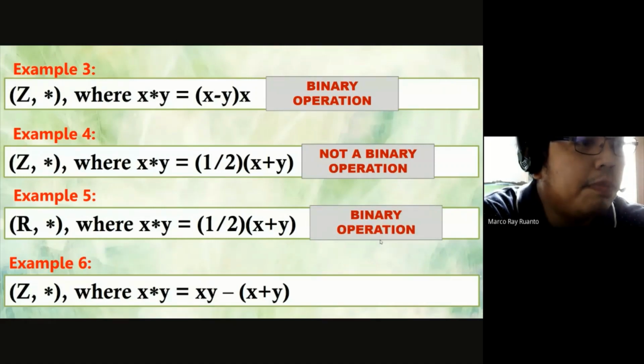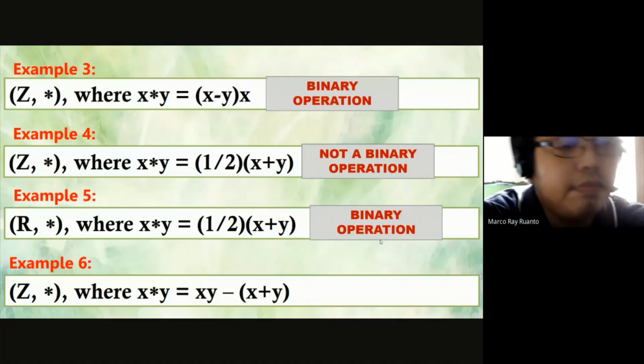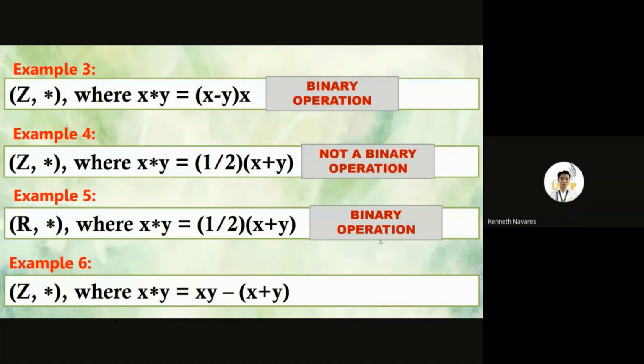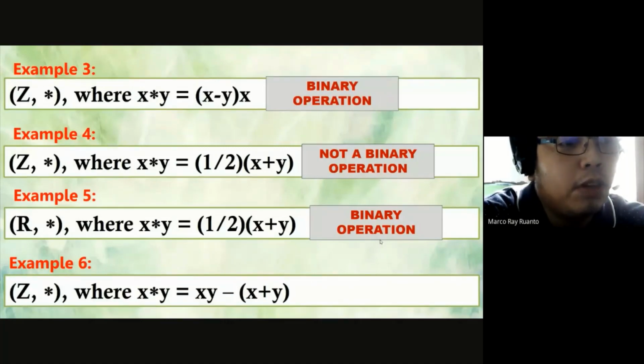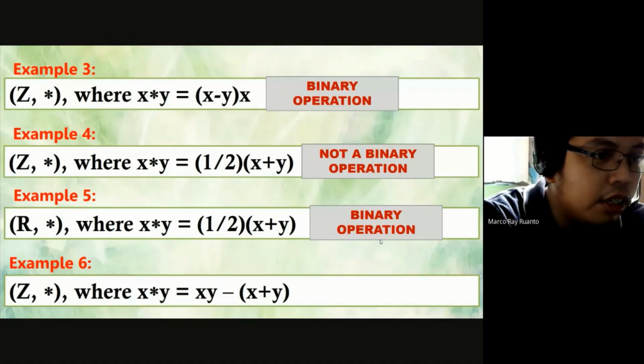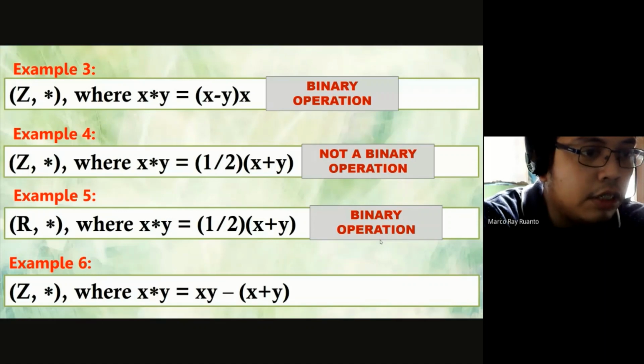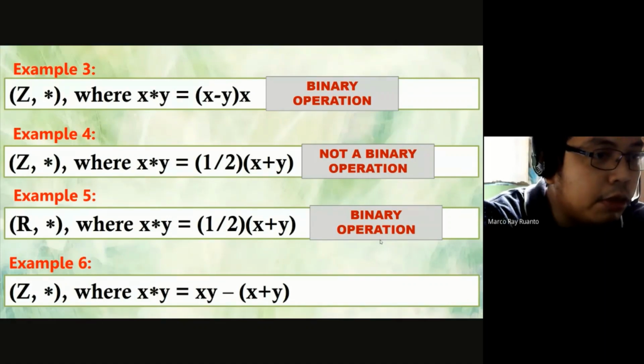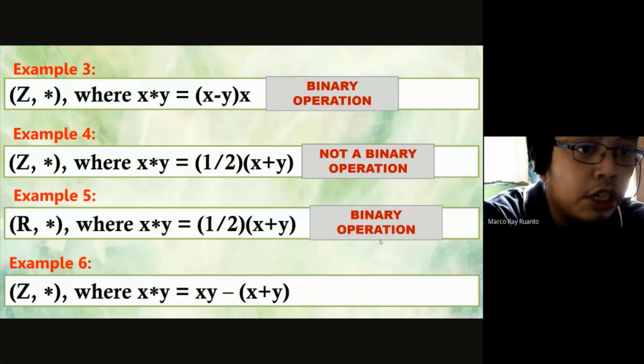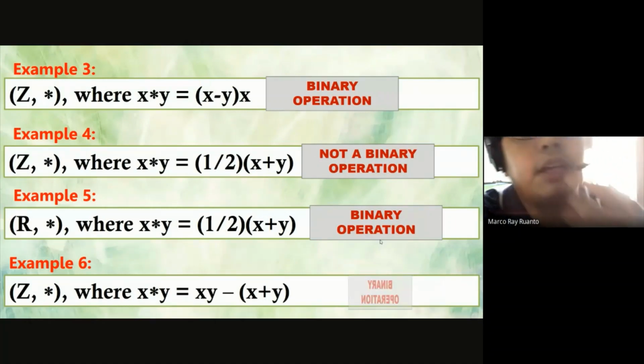How about example 6? Binary operation or not? Binary, sir. Okay, binary. If you multiply two numbers, the result is an integer. Integer times integer is an integer. Then there is a plus, and integer plus integer is also an integer. If you subtract the two results, it is still an integer. So therefore, it's a binary operation.